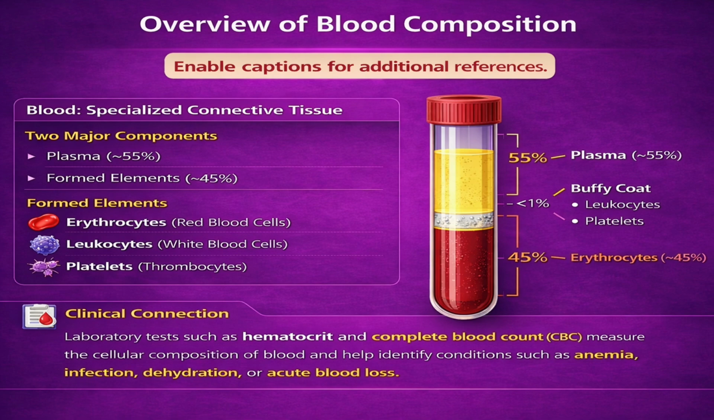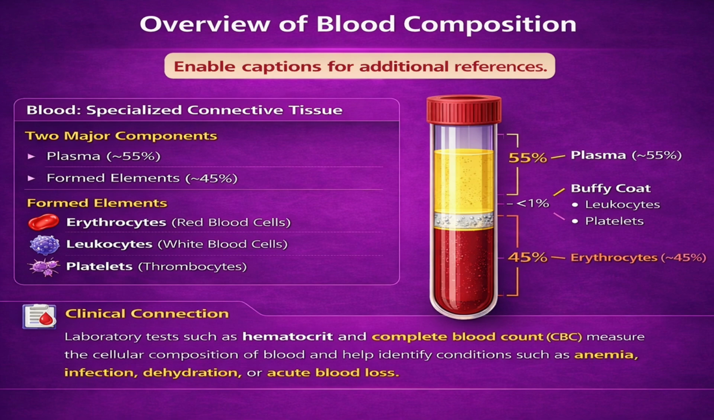The relative proportion of formed elements within blood is commonly measured using a laboratory parameter known as hematocrit, which represents the percentage of blood volume occupied by red blood cells. Hematocrit values are clinically important because they help healthcare professionals assess conditions such as anemia, dehydration, or blood loss.